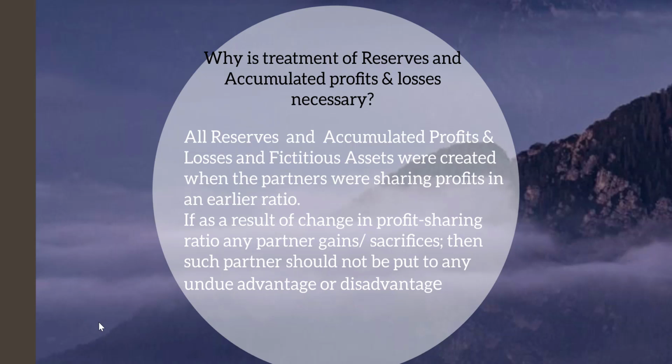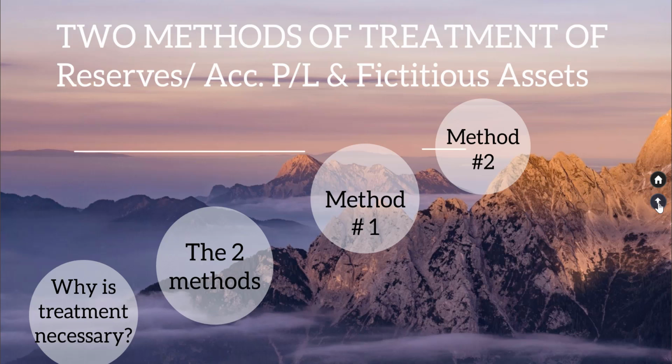And definitely, as a result of change in profit sharing ratio, any partner may gain and another partner may sacrifice. So this gaining partner or sacrificing partner should not be put to any undue advantage or disadvantage. That is why before the change takes effect, we need to treat reserves, accumulated profits and losses. We'll see what the two methods are for treatment of reserves, accumulated profits and losses, and fictitious assets.